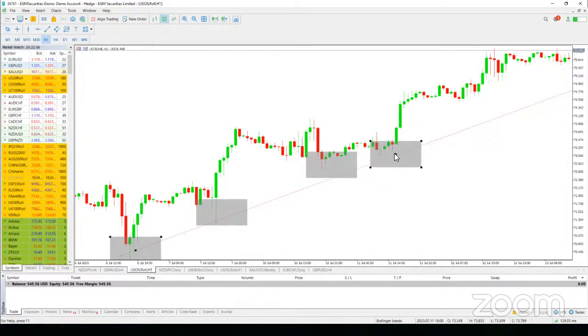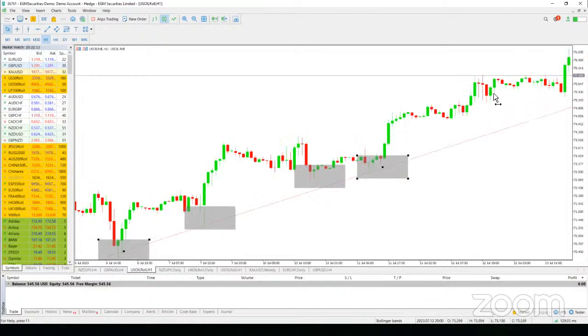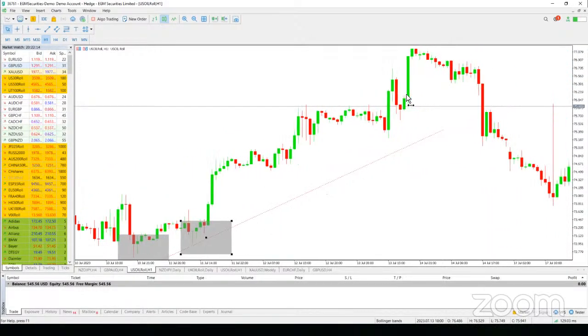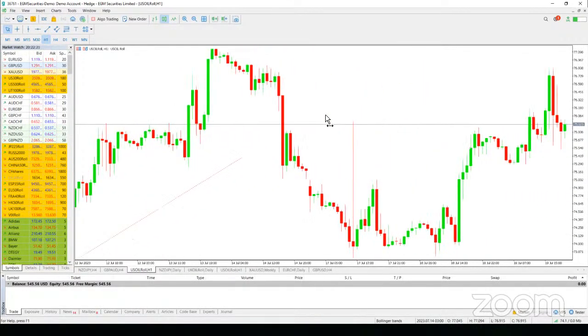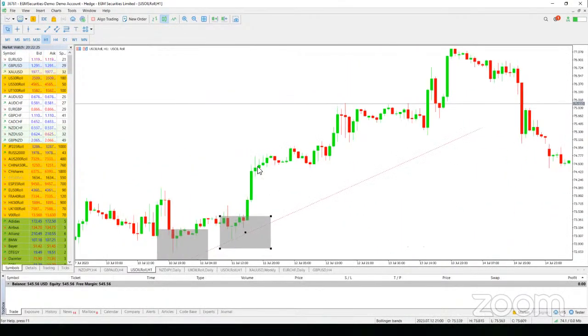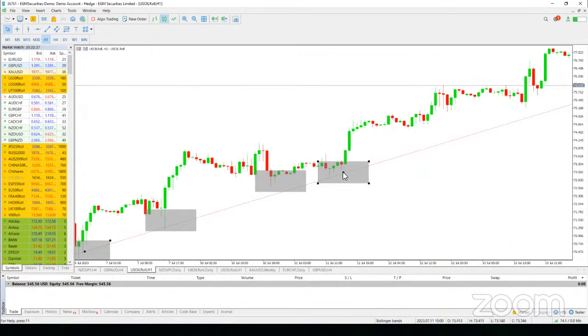Another example, we have that candlestick there and the price shot to the upside. This is where you're looking for continuation, and these ones actually give a very strong run to the upside. And all these are occurring on an uptrend, bullish reversal candlesticks.